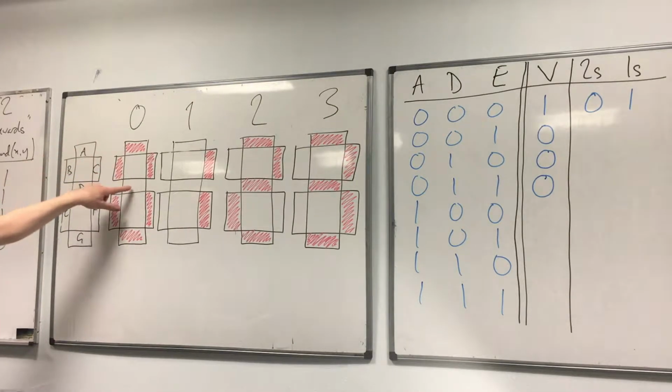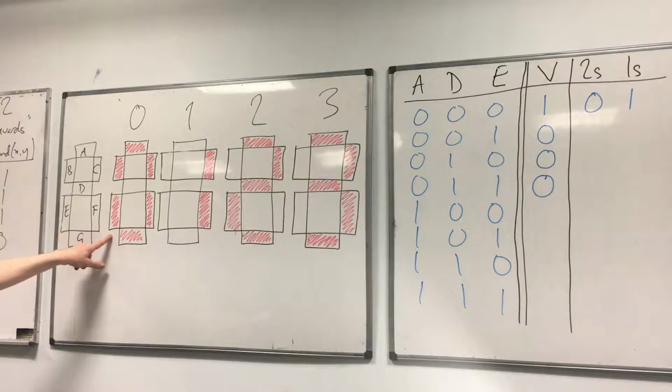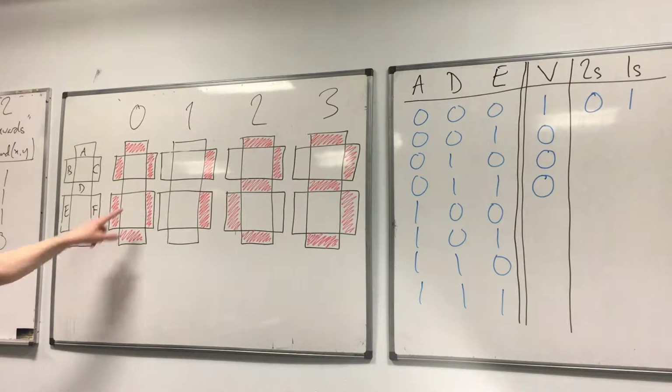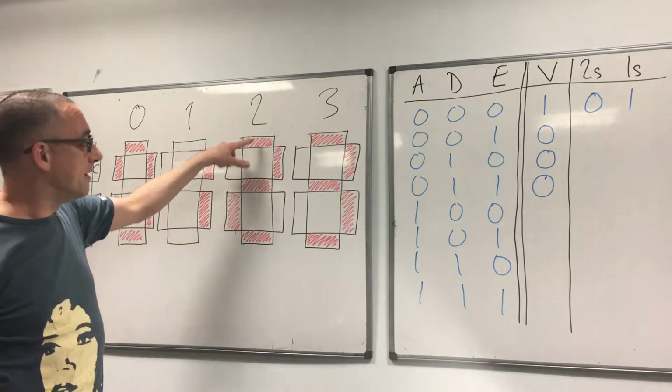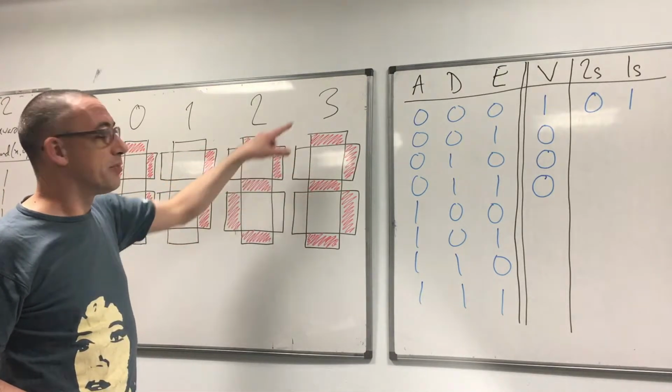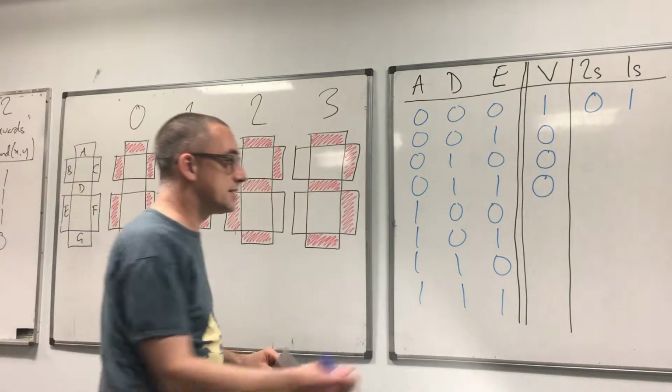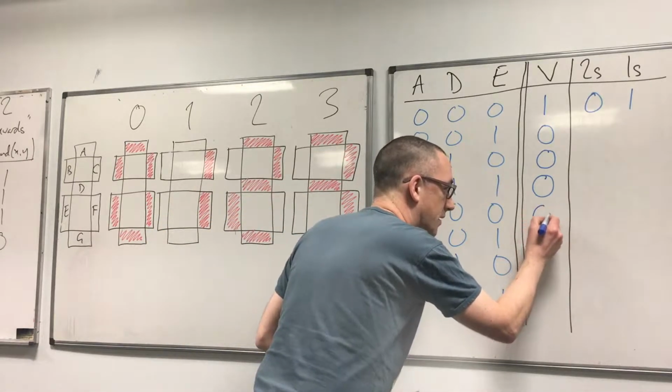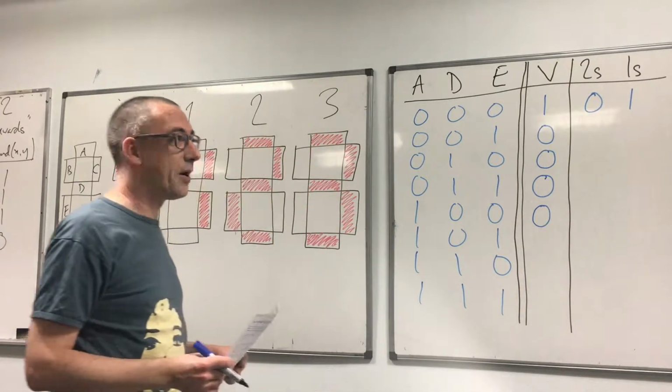Well, here A is on and D is off, but E is on. So close, but not quite. Here A is off, and in these two, A and D are both on. So again, this combination isn't a valid number. What about the other three?